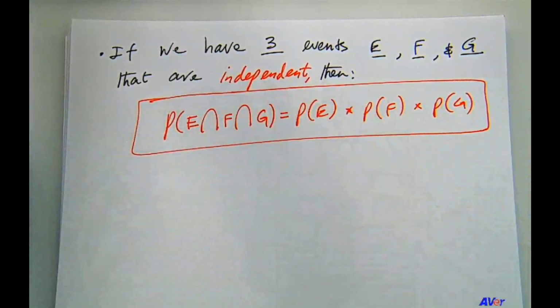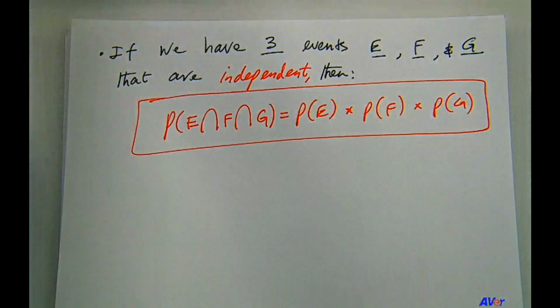So when do we know if events are independent? We might be told that directly or explicitly, that we should assume that events E and F are independent, or we may have to deduce that from a situation that is set up for us in a word problem.